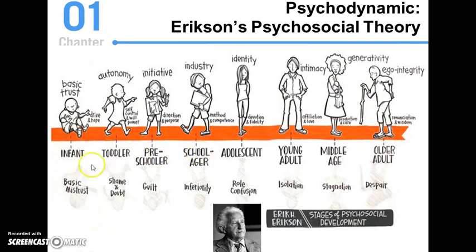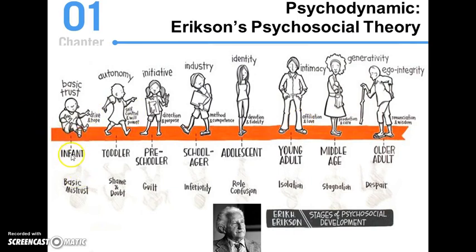How many stages are there? You can see that there are 8. How far do they span in the lifespan? Well, you can see they go from birth on up to death, infancy on up to the older adult who is facing the end of his or her life. So we've got 8 stages, and in each stage there is what Erikson calls a psychosocial crisis. And what that means is that in each stage there's some psychological need that you're working on, and you resolve the crisis either positively or negatively.